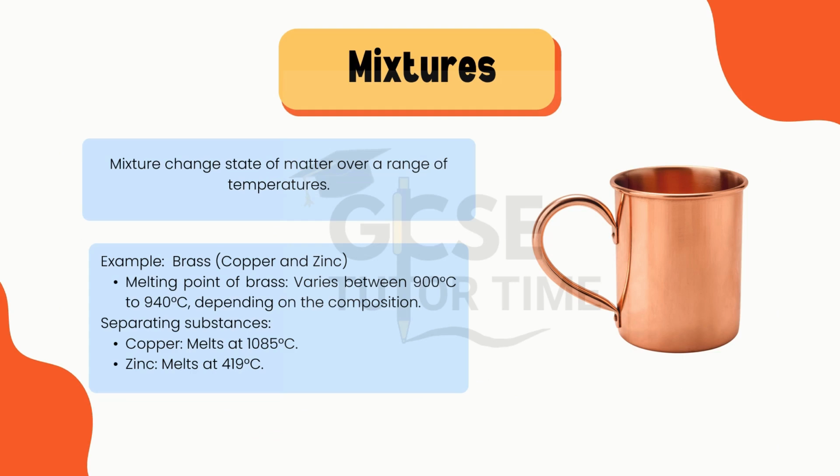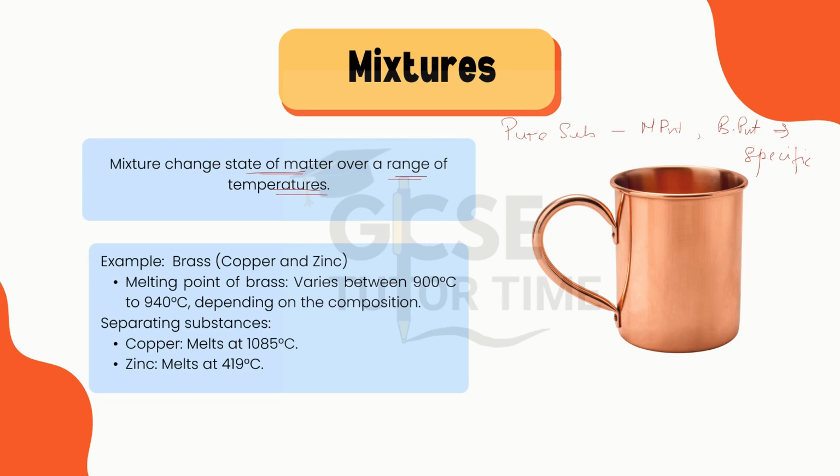Mixtures change state of matter over a range of temperatures. For pure substances, we know that the melting point and boiling point each have a single, fixed, specific numeric value. But for mixtures, there will be a range, just like impure substances, which we did. It has a range of temperature.